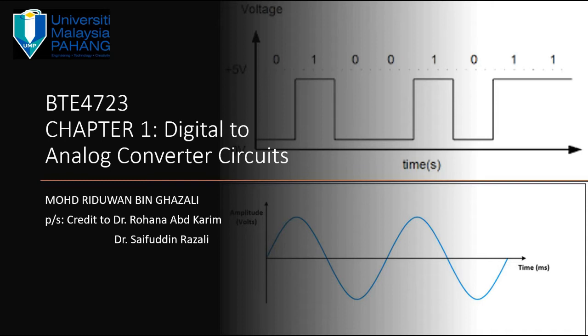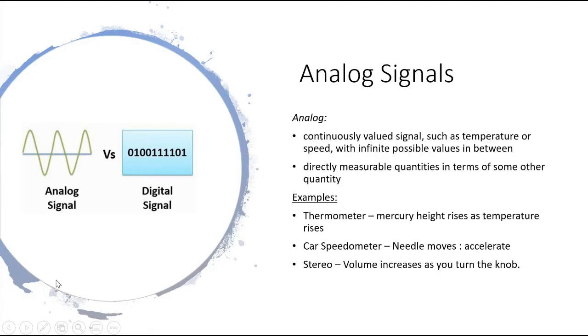For Chapter 1, Digital to Analog Converter Circuits. Okay, before we go through digital analog circuits, this is some introduction of analog signals. The analog is a continuously valued signal such as temperatures, speeds with infinite possible values in between. So physical parameters seperti temperatures, speeds, value ni adalah value yang sentiasa berubah. Okay, dia boleh berubah dan dia ada value-value sendiri.